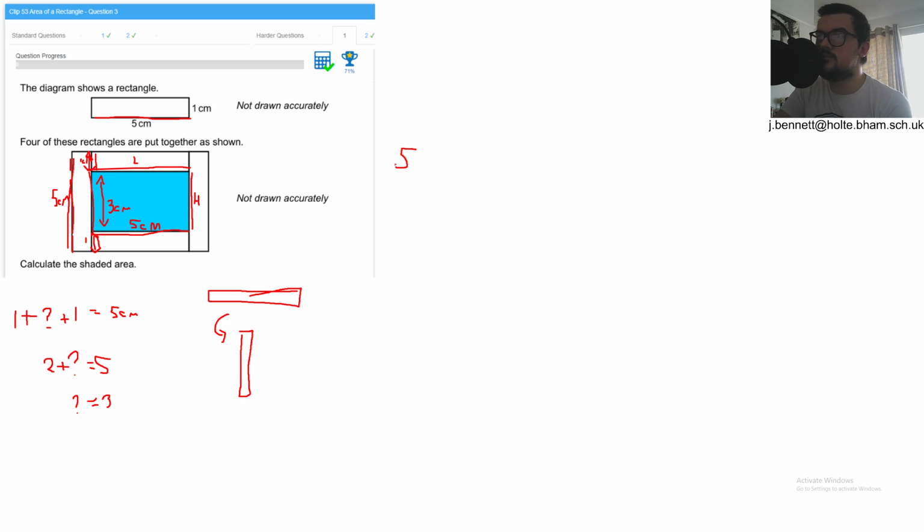5 times 3 equals 15. And remember, the answer will be in a little box, and sometimes it gives the units afterwards, sometimes it doesn't. If it doesn't, remember that the units are centimeters squared because it's an area. Okay, so our answer is going to be 15 centimeters squared. Let's go on to the next question.